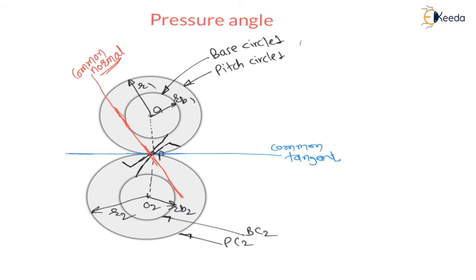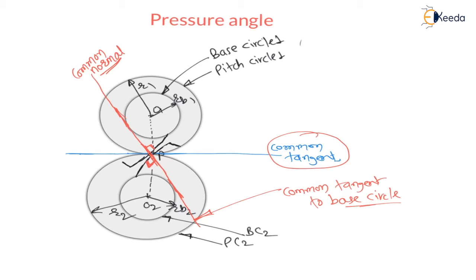Means this angle is 90 degree and this angle is 90 degree at pitch point. Now this common normal is also called common tangent to the base circle. This common normal, if I extend this line, definitely this line will become common tangent to base circle, not saying for pitch circle. See here common tangent is written, this is common tangent to, we can say, pitch circle.